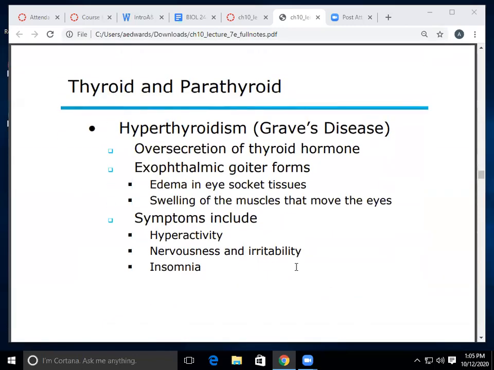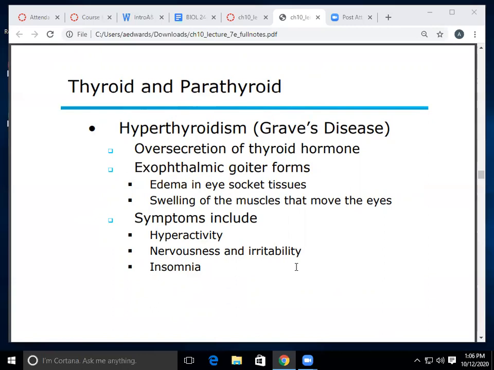Okay, on the other end, we have hyperthyroidism, also known as Graves' disease. Okay? This happens when you get over secretion of thyroid hormone. And here you can get what we call an exophthalmic goiter form. Okay, and this is edema in the eye socket area. It's ophthalmic, like an ophthalmologist, someone who is a medical doctor who works on people's eyes. Okay, so you get a goiter in the eye socket. And the muscles that move the eyes, which we'll learn about in lab, get swollen.